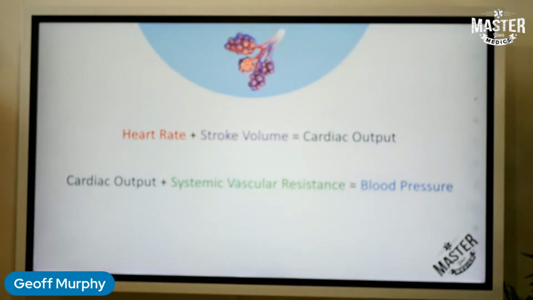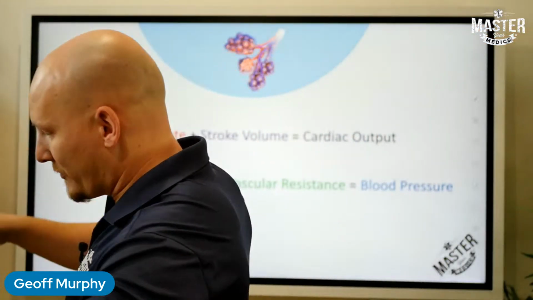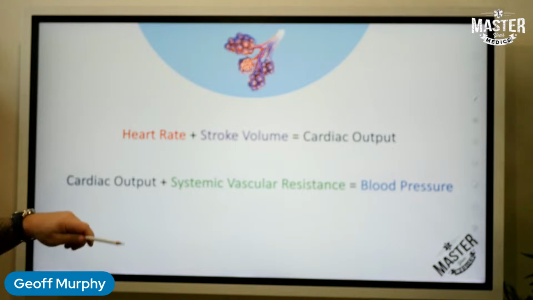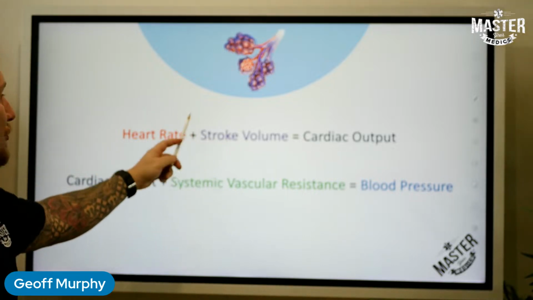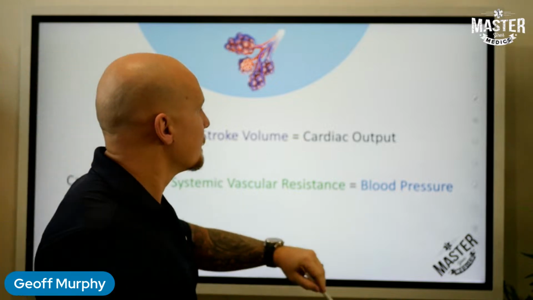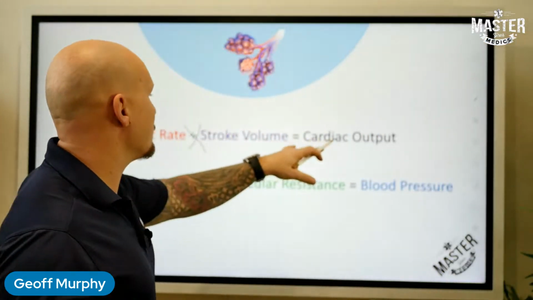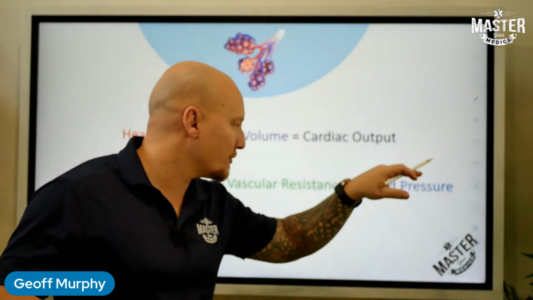Well, when it comes to perfusing the body, we are basically perfusing our body based off this equation. Heart rate times the stroke volume equals cardiac output, and then cardiac output times the systemic vascular resistance equals the blood pressure.